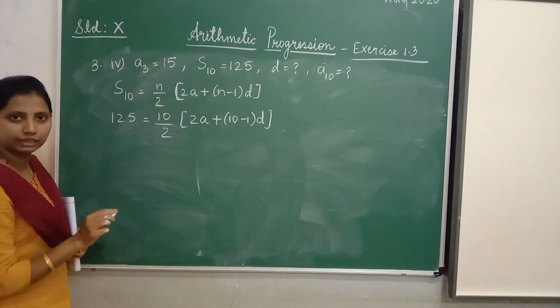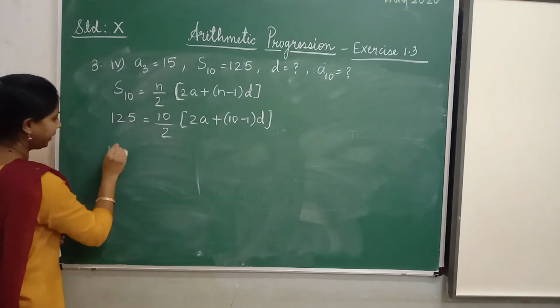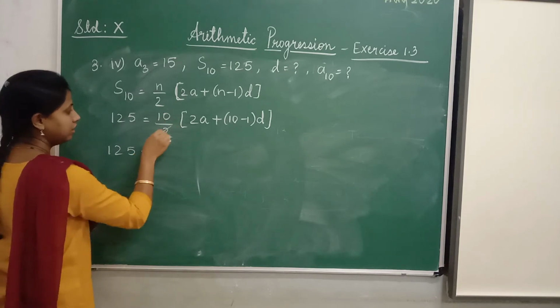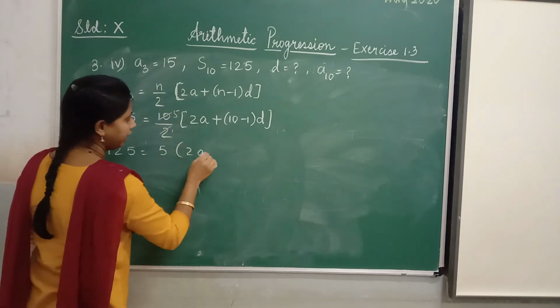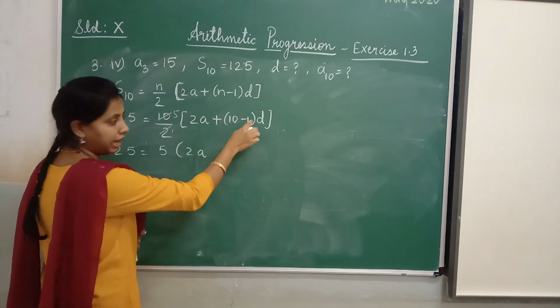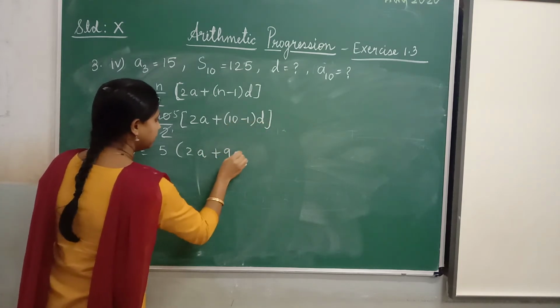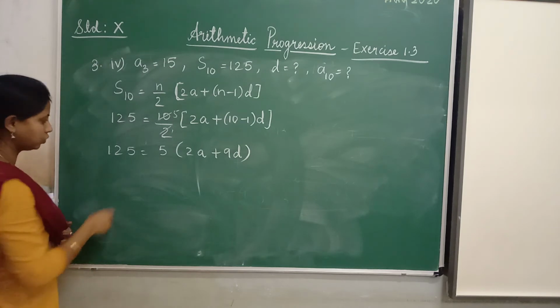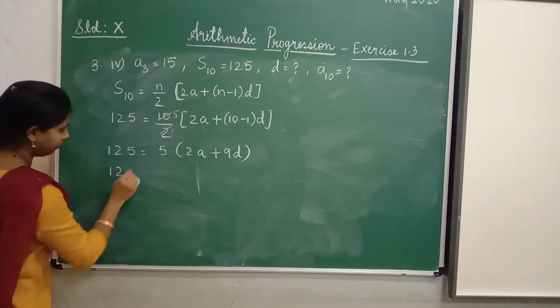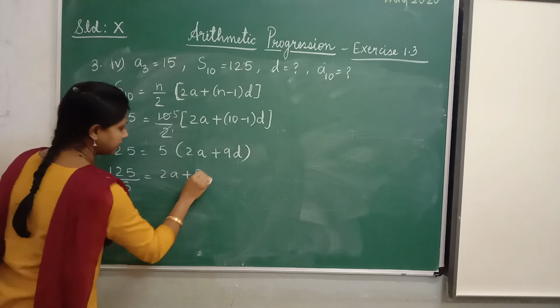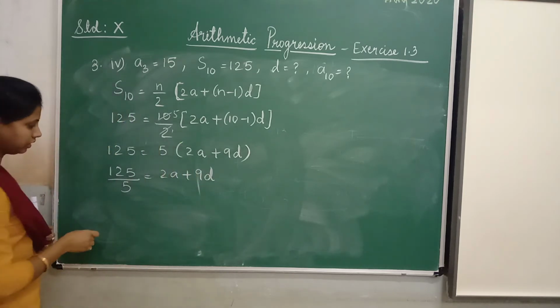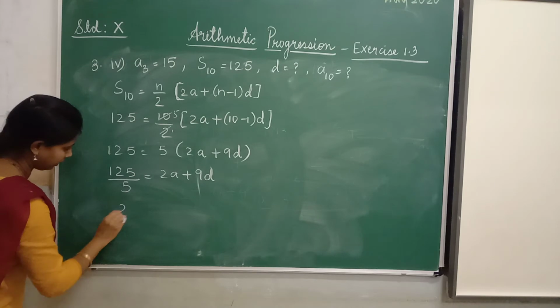And the 10th term also. Okay, so 125 is equals to 2 fives are 10, so 5 into 2a plus 10 minus 1, 9, 9 into d, 9d. Okay, so you get 125. Now 5 you can take on the other side. 125 divided by 5 is equals to 2a plus 9d. Okay children. So you get 5 fives are 25.